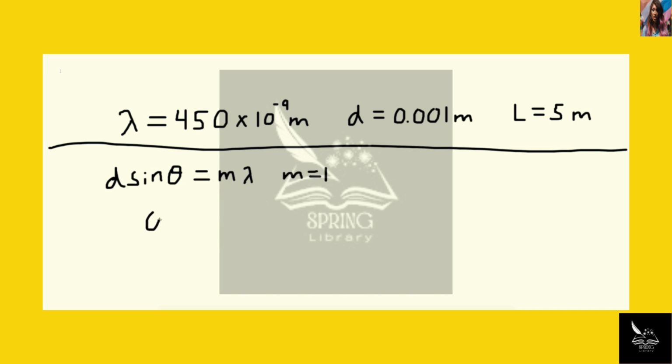In other words, solving for theta, the angle, theta is equal to the inverse sine of lambda over d. So plug those values into this expression, and we find the angle here is about 0.026 degrees.